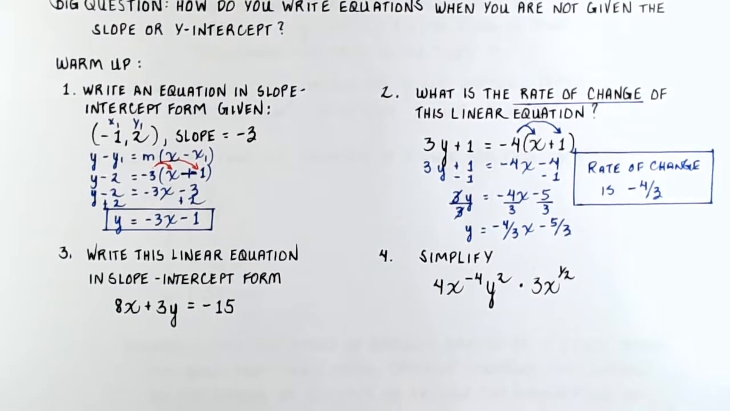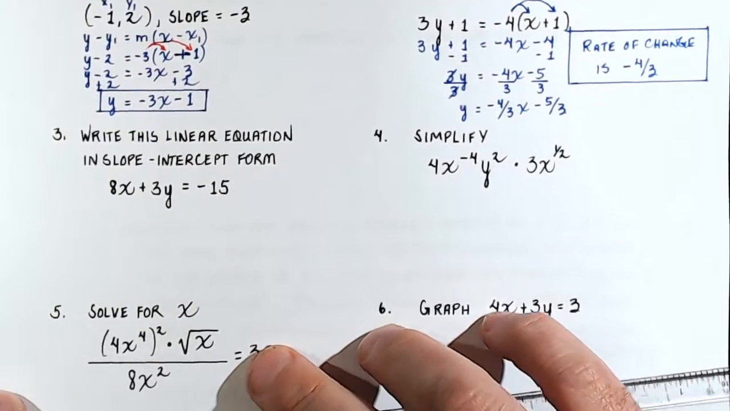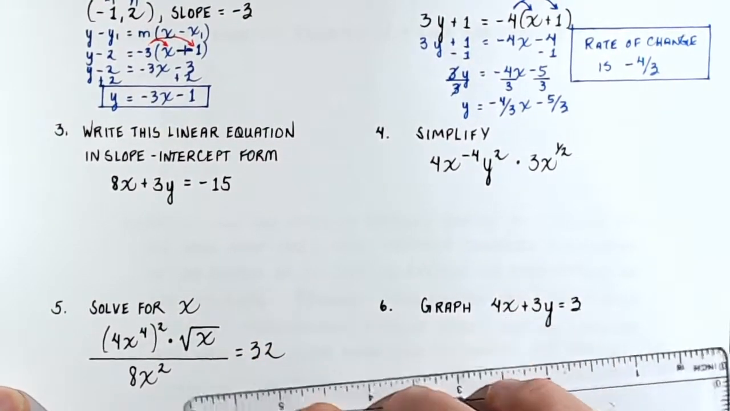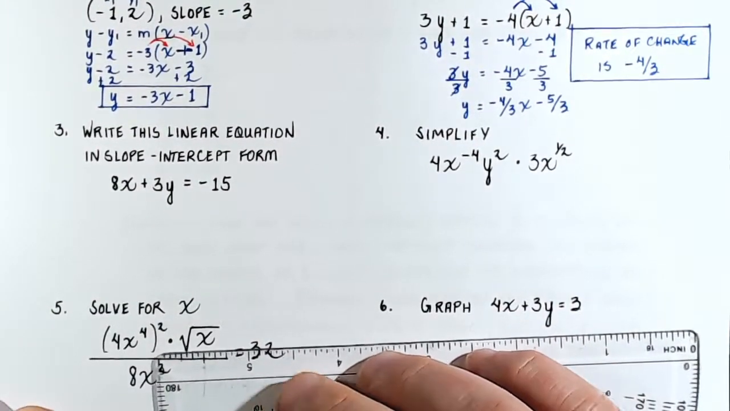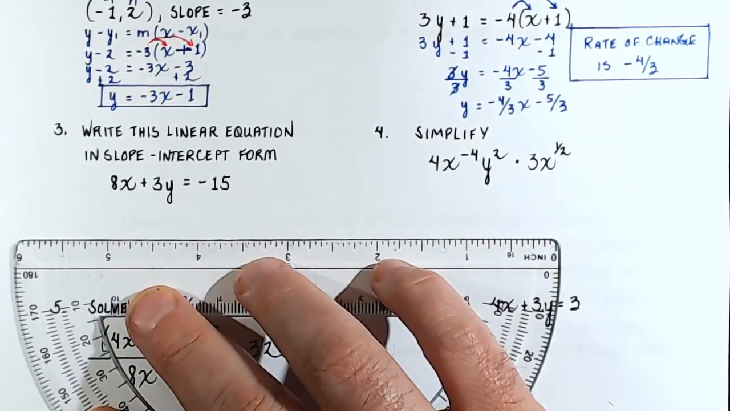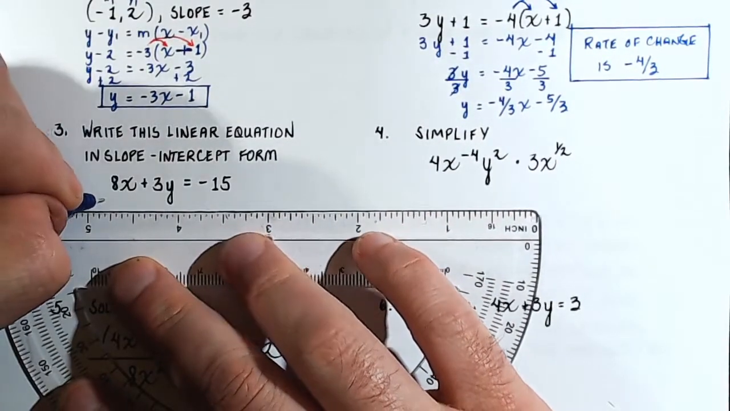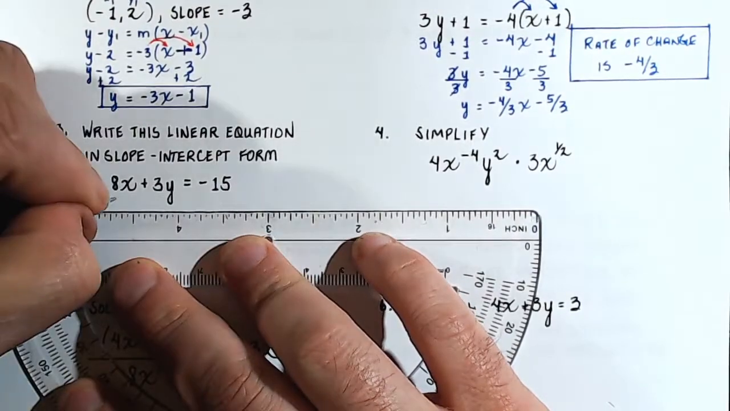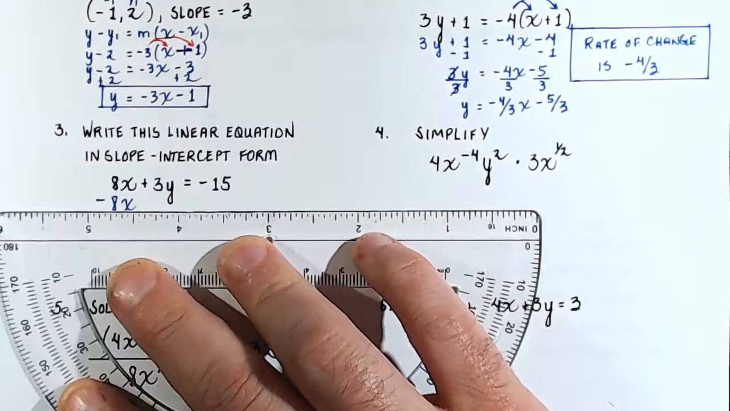Okay, number 3. Write this linear equation in slope-intercept form. So it's given to us in standard form. We've got to solve for y. 8x plus 3y equals negative 15. Step 1 is to subtract 8x from both sides.